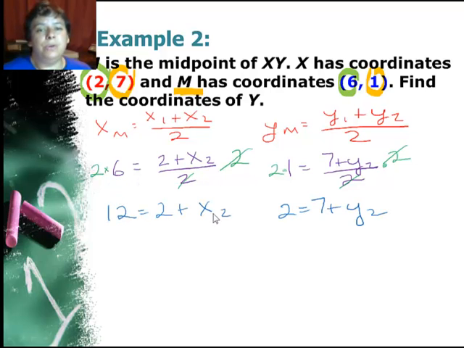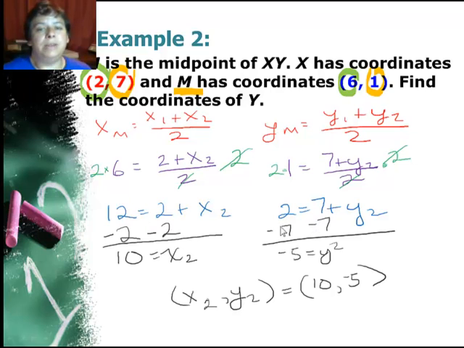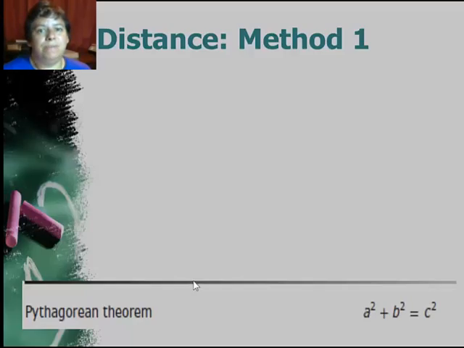12 equals 2 plus x sub 2, and 2 equals 7 plus y sub 2. Subtract 2 from both sides on this one, and subtract 7 from both sides, and we get an endpoint of 10, -5. And you can graph these to make sure that it makes sense.